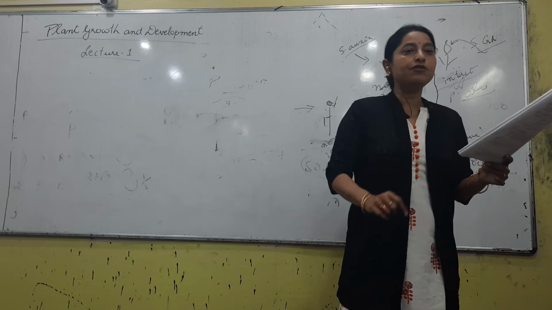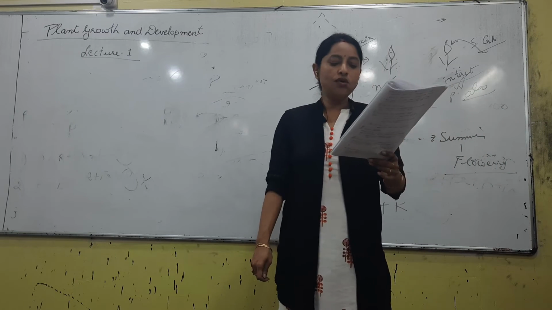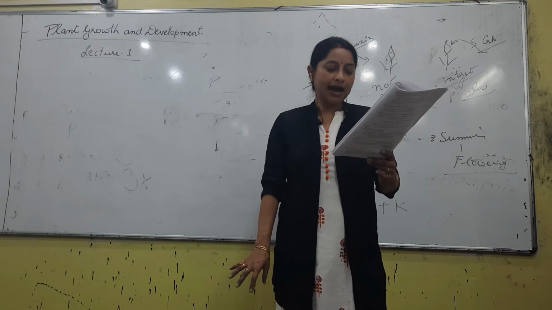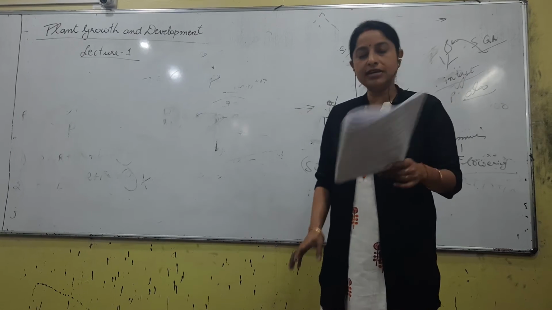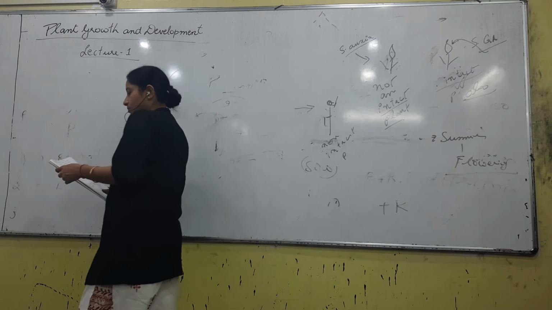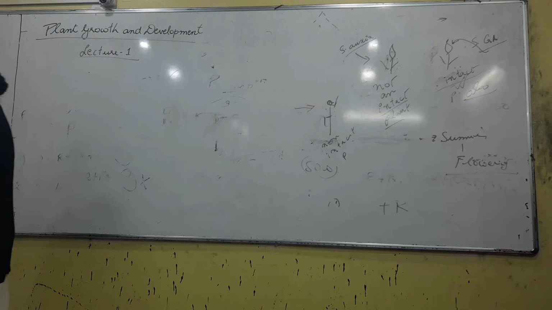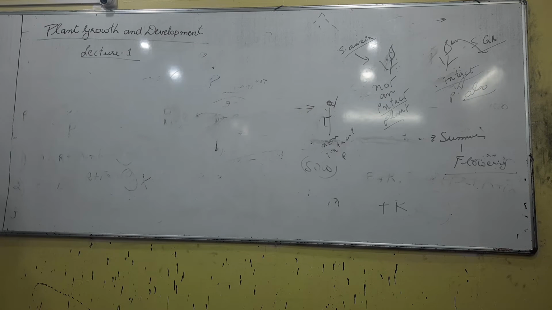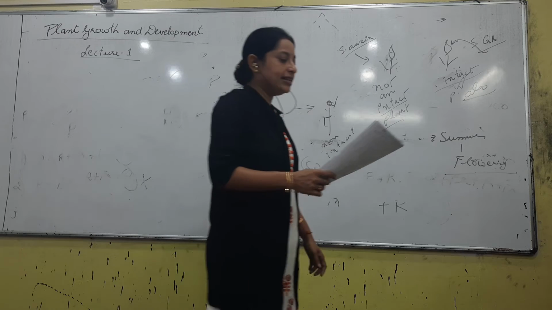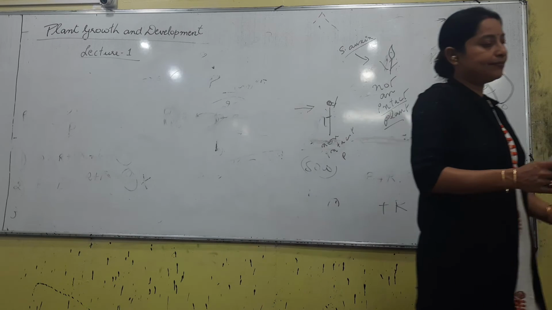Important point number 4. Low concentration of auxin develops only phloem. High concentration of auxin develops both xylem and phloem. Point number 5, important. Low concentration of auxin promotes root growth. High concentration of auxin inhibits root growth.